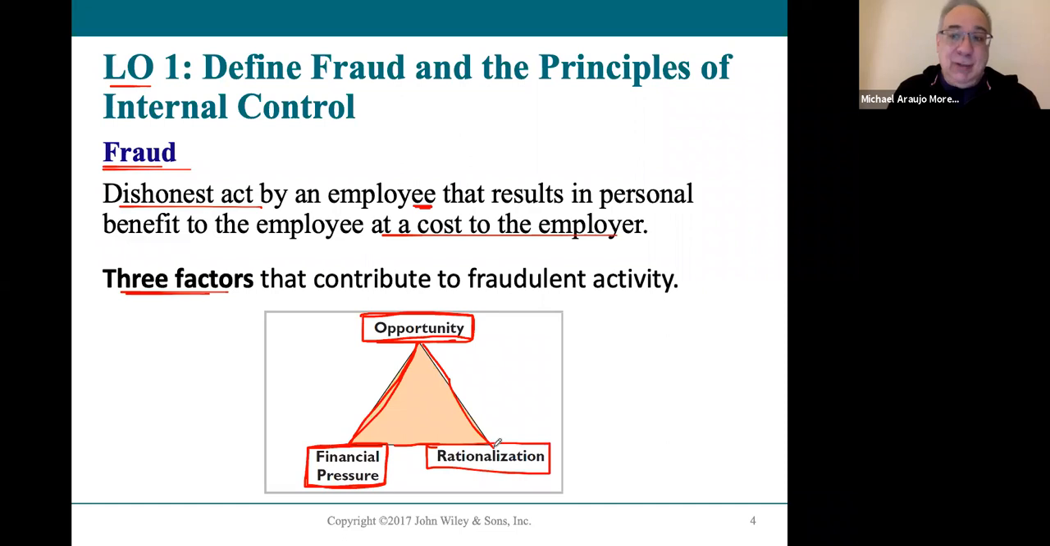Rationalization, right? And maybe that's because you think you deserve it, or they should be paying you better, or what have you. Or you were looked over for a promotion, and you're angry, and so you want to take stuff to get back at them. Those are all rationalization types of things. But when all these three things come together, that's really what fraud is.